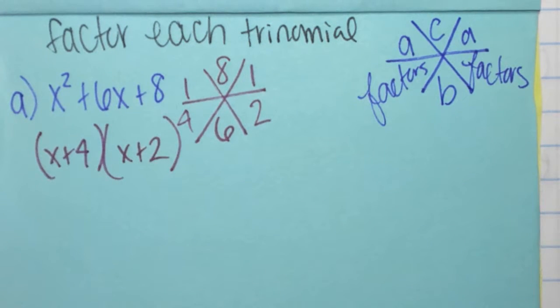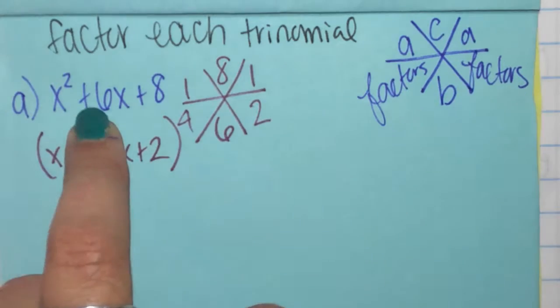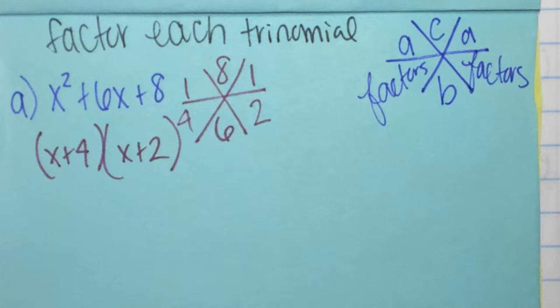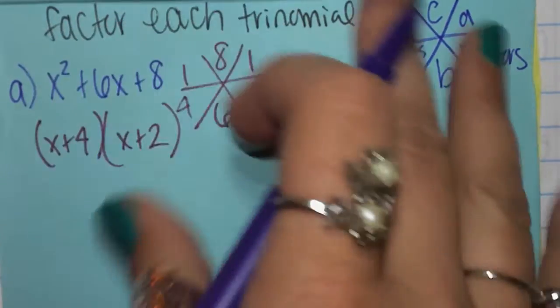Now, why did we choose 4 and 2 and not 1 and 8? Because they don't add to equal 6. 4 plus 2 gives us 6, 8 plus 1 would give us 9. That's why we chose those. Does everybody understand? Yes. Are we sure? We're not done yet.